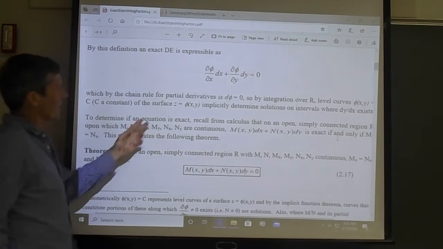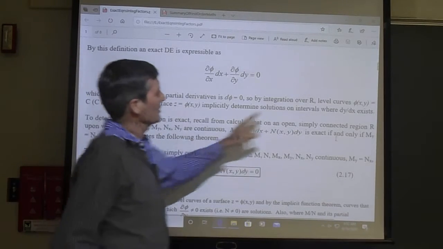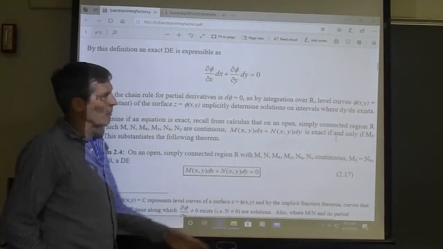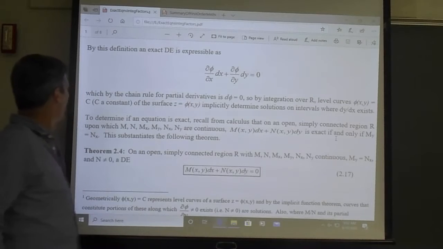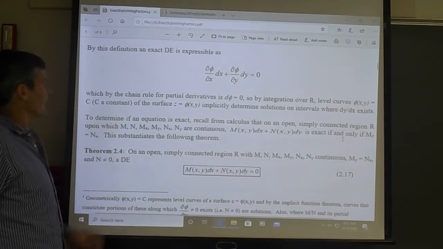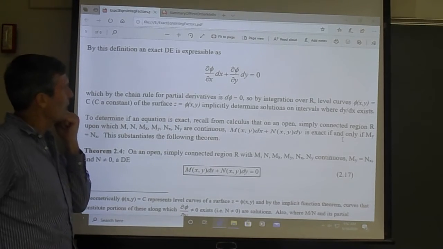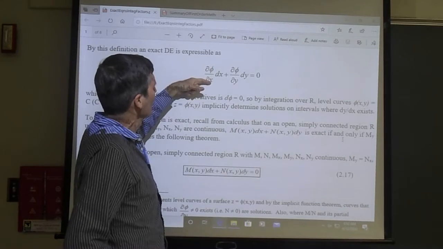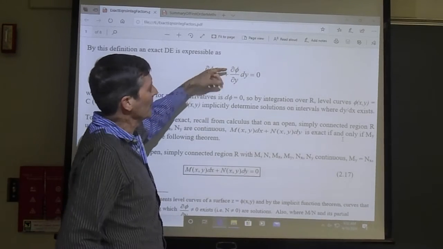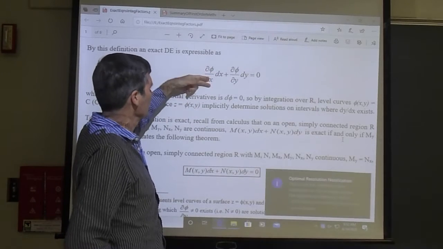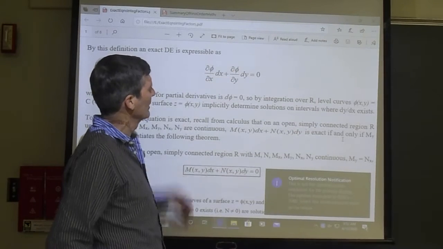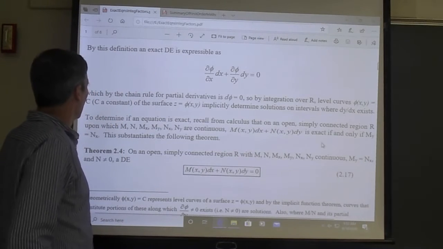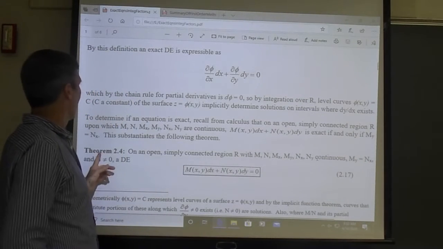So this implicitly determines solutions along all portions of these level curves of phi of x, y that make y a differentiable function of x. Well, to determine if an equation is exact, how do we know? We look at it, and it may be hard to figure out which function phi is such that M is the derivative of it with respect to x, and N is the derivative of it with respect to y. So here's a test.